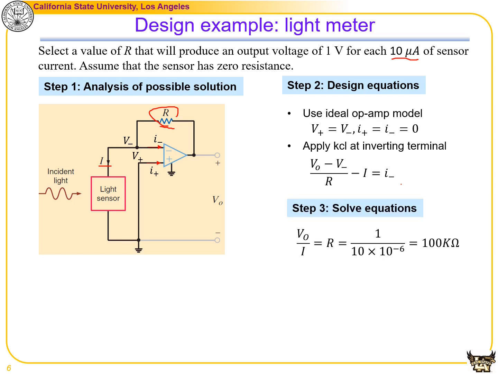Step 3, we can solve the equation. On the right-hand side, I minus is equal to 0 and V minus is equal to 0. So we can find that VO over I is equal to R. This is how we can find R, which is equal to 100 kilo ohm. So step 4, we just need to draw the conclusion: R is equal to 100 kilo ohm.